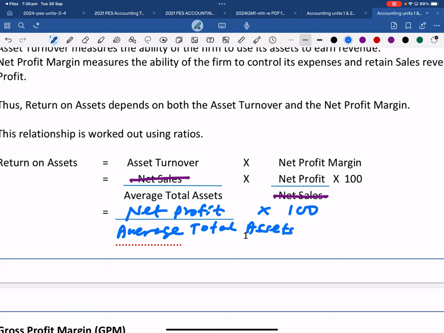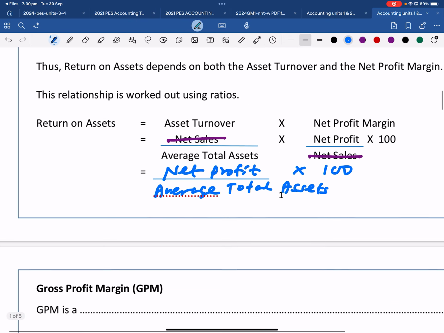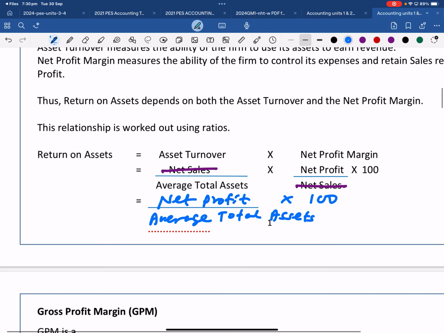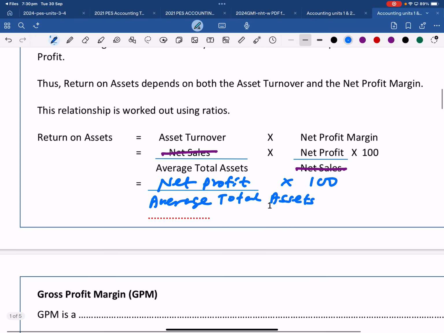Okay, guys. Net profit over average total assets times by 100. Are you done with this? Before we move on, we can do gross profit margin as well because we have done it before.